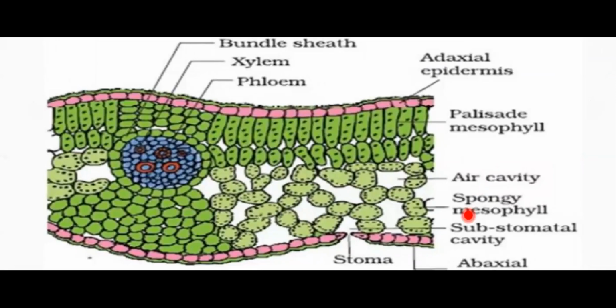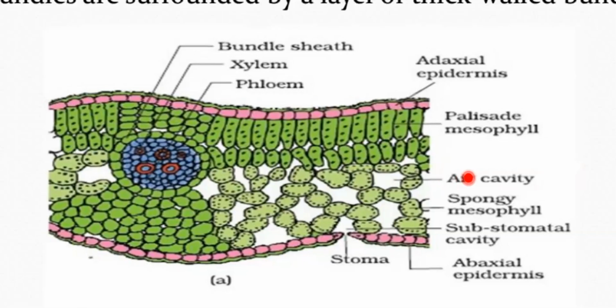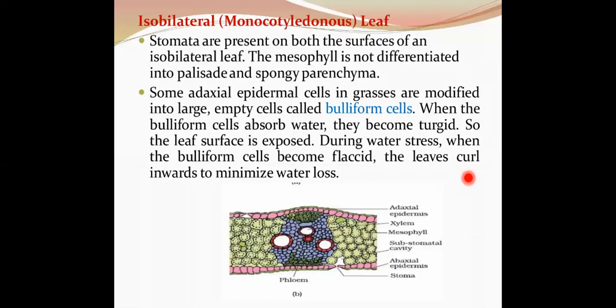Okay, and the adaxially placed palisade parenchyma is made up of long, elongated, cylindrical cells. Okay, and the oval cells are the spongy parenchyma. Okay, vascular bundles will be there, midrib will be there. Size of vascular bundles will depend upon the size of veins. Okay, and vascular bundles are surrounded by bundle sheath cells, which is very important. Vascular bundles will be surrounded by thick walled bundle sheath cells. Okay, so this is the thing about the dorsiventral leaf.